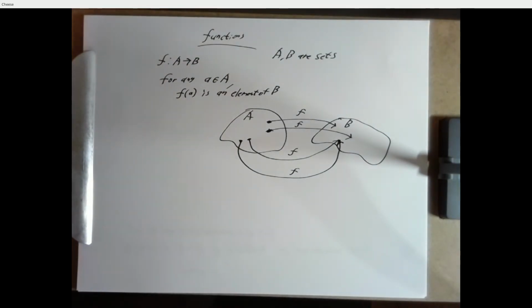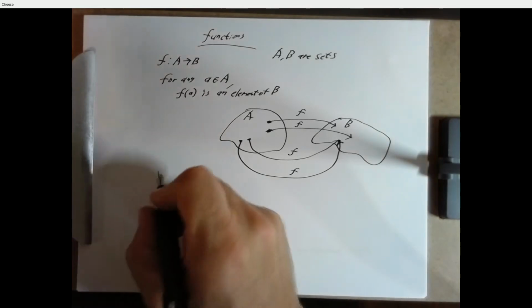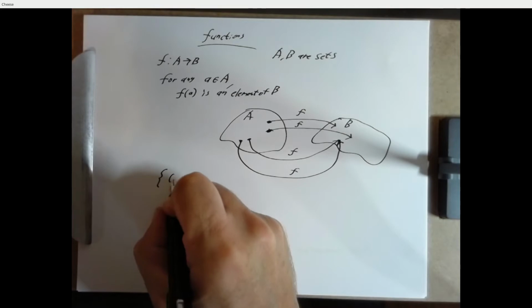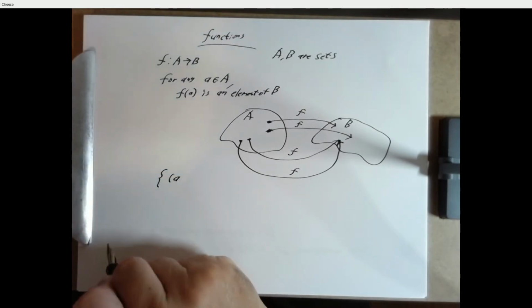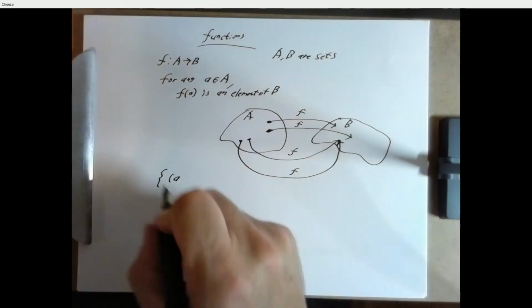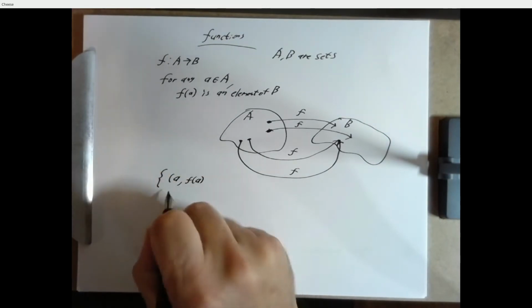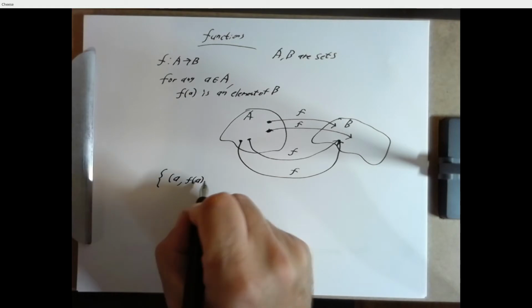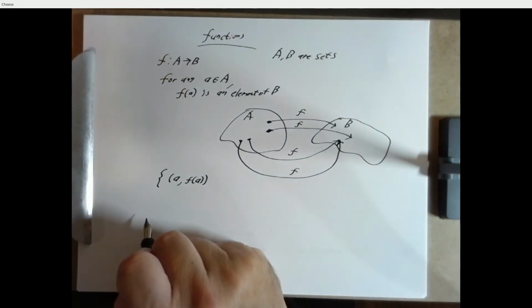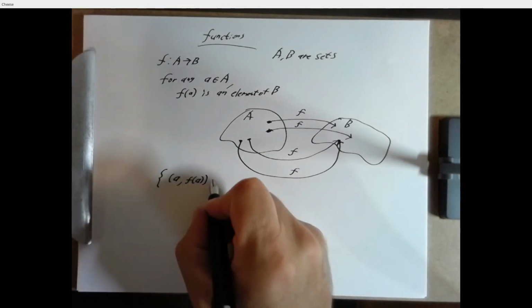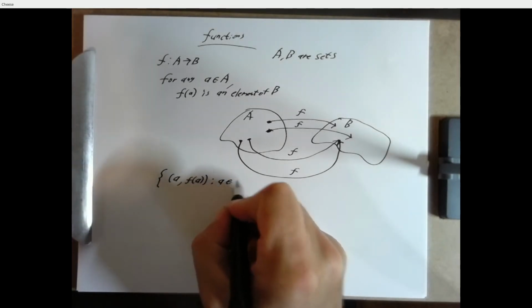All right. So an interesting observation is that we can think of a function as a set. It's the set of tuples where the first element is some element a belonging to set A, and the second element is the corresponding point f of a belonging to B. So it's the set of all ordered pairs, a comma f of a, such that a is contained in the set A.